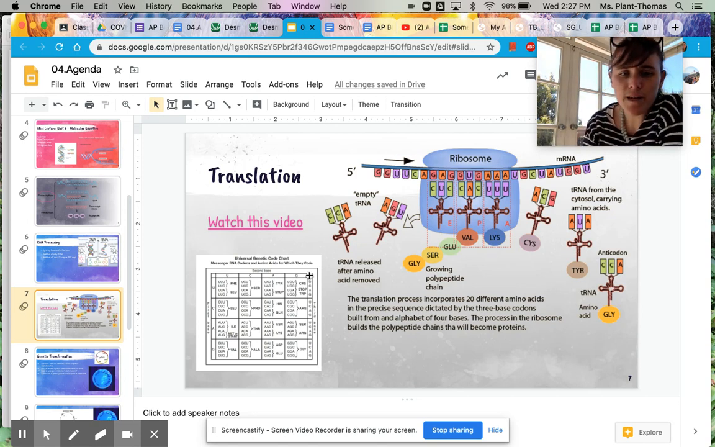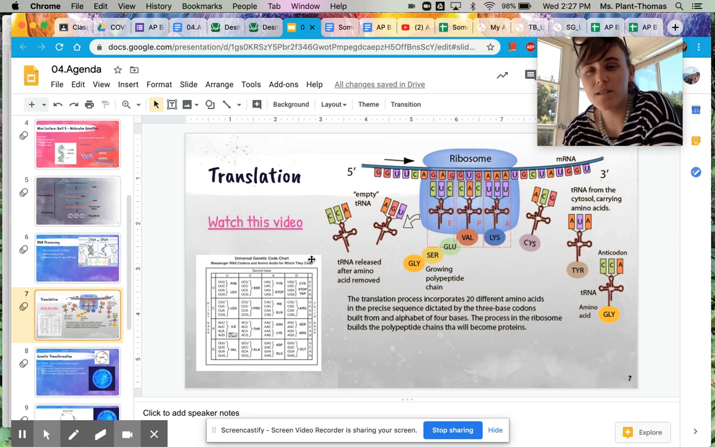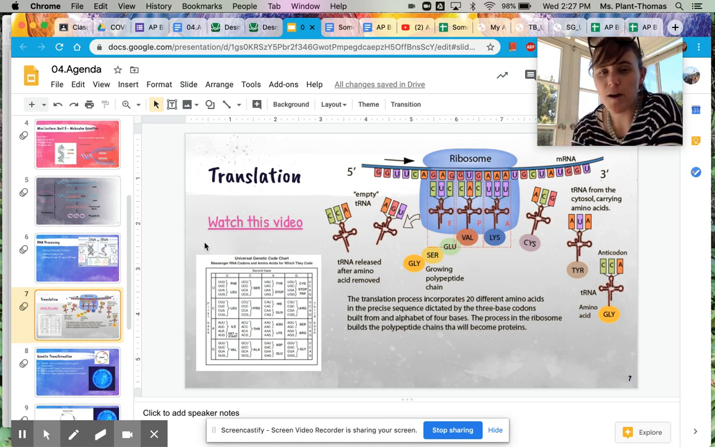So that's how you read this chart, and sometimes on tests you are asked to tell me what are the amino acids that are being coded for by this mRNA strand, and so you have to use this chart in order to figure that out.